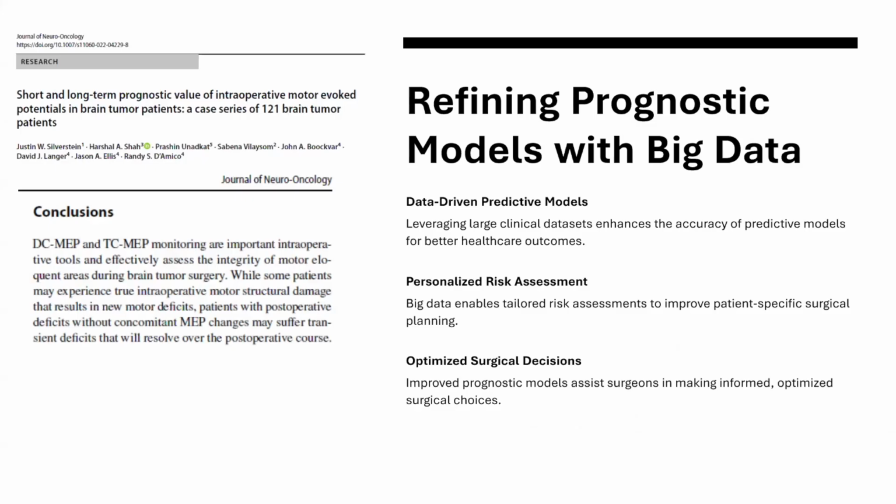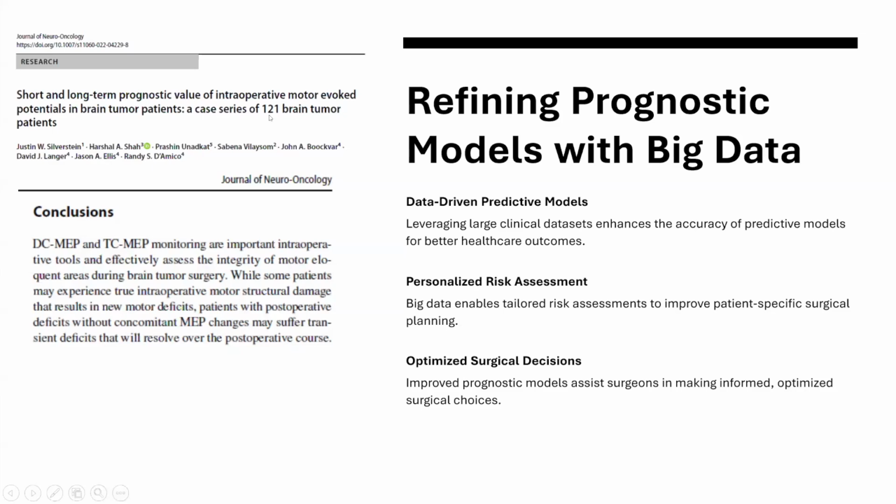So also refining prognostic models with big data. Clinical neurophysiology, and especially neurophysiological monitoring, doesn't have a lot of big data, doesn't have a lot of big outcome studies, unfortunately. So you need large clinical data sets that can help prognosticate postoperative deficits, can help prognosticate just postoperative outcomes in general. And then from those big data sets, you could personalize the risk assessment on that patient to optimize surgical decisions.